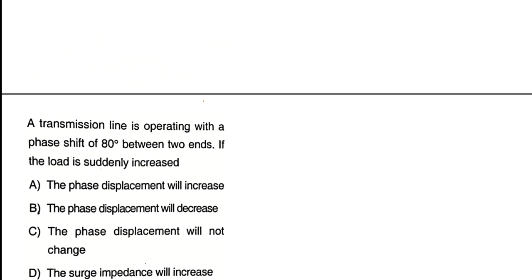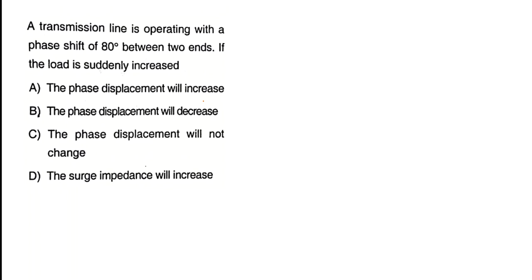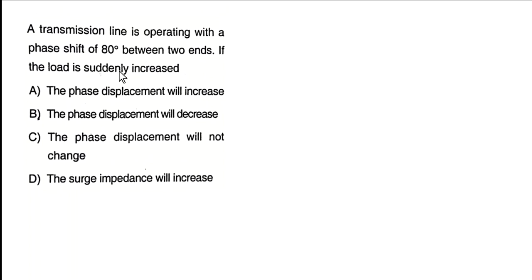Next question. A transmission line is operating with a phase shift of 80 degrees between the two ends. If the load is suddenly increased here, let's say Vs here, and there is some resistance and inductance in the line like this, and here we have Vr.